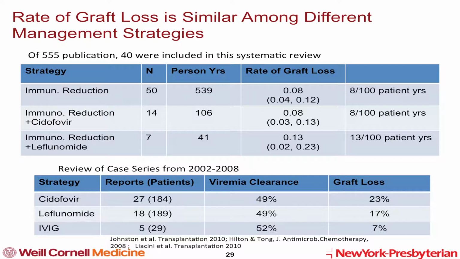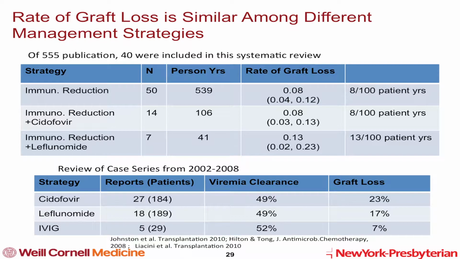So I tried to summarize the studies that are out there. There are some systemic reviews that have been performed. At the top is a systemic review that looked at 555 publications. Out of those, 40 met the inclusion criteria. And the strategy they categorized into immunosuppressive reduction with cidofovir, immunosuppressive reduction with leflunomide. And they actually had some studies that used IVIG, but not enough to summarize in a table format, so they just kind of reviewed the data.